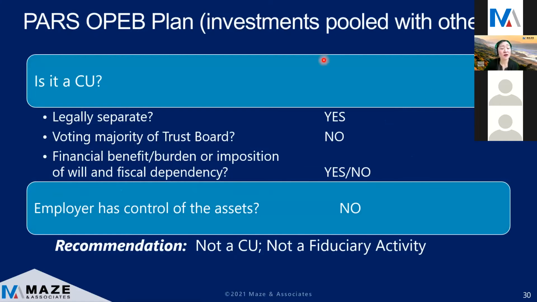And for the PARS OPEB plan, I want to make sure, because there is also a single employer plan under PARS too, but these are the PARS OPEB plans that have an investment pool with other agencies. If you have that situation, again, you're not really a component unit, and you cannot have control of the assets. So the recommendation, not conclusion, is that no, it's not a fiduciary activity. You still have to fulfill the reporting requirements of the current GASBs, but you're just not in the fiduciary activity funds.